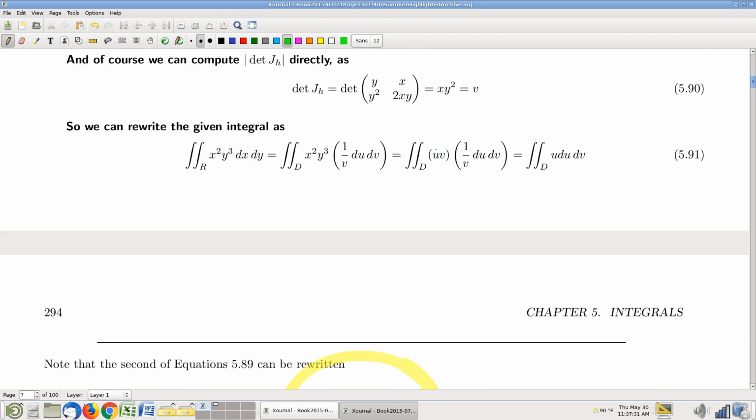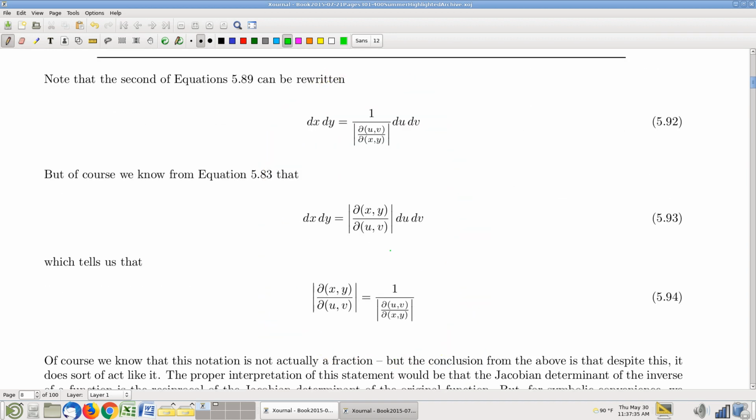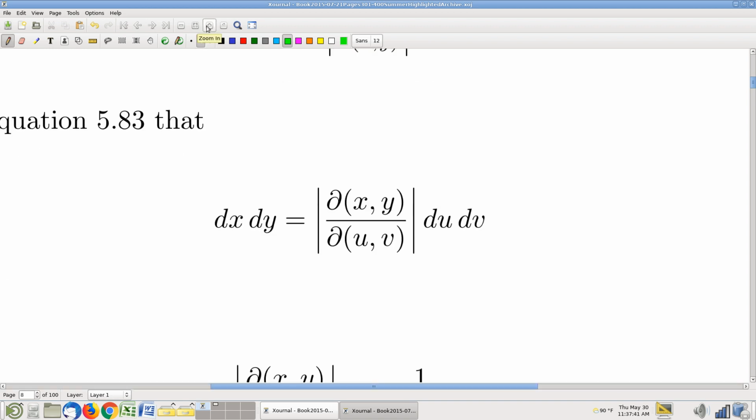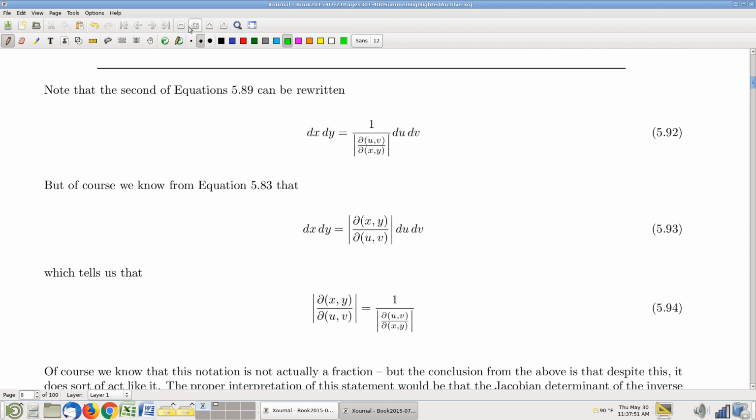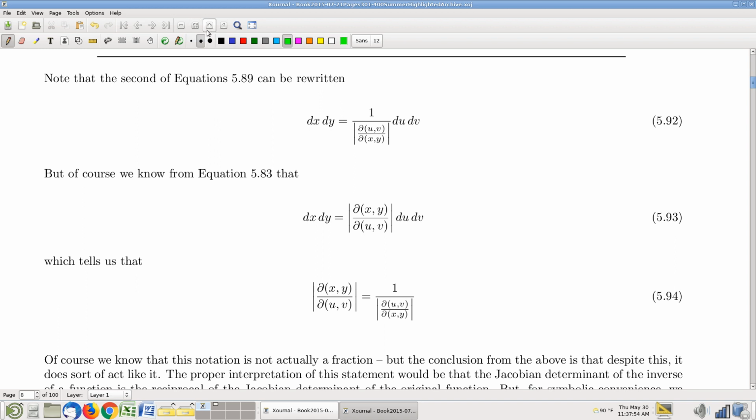By the way, there's a notation I want to talk about here. You may recall we wrote down, I hope we did, maybe y'all can remind me, did we write down this notation, partial x comma y, partial u comma v, as the Jacobian determinant? Oh yes, of course, I remember now. I made a mistake.